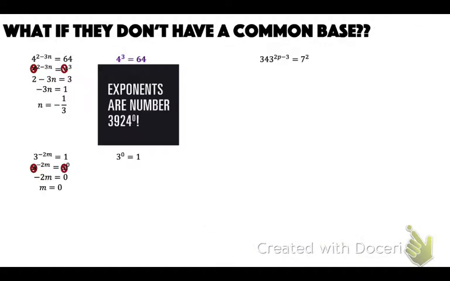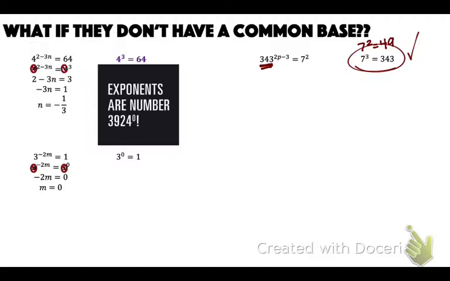Okay, this one. So we have 343 to the 2p minus 3 equals 7 squared. Now here, I want to get a common base again. I know that 7 cubed is 343. And again, I just checked it. So like I did, 7 squared is 49, and just use a calculator. 7 cubed is 343. Perfect.